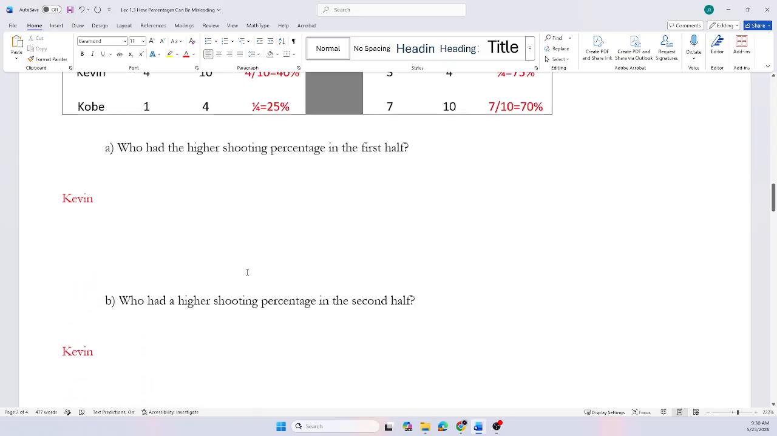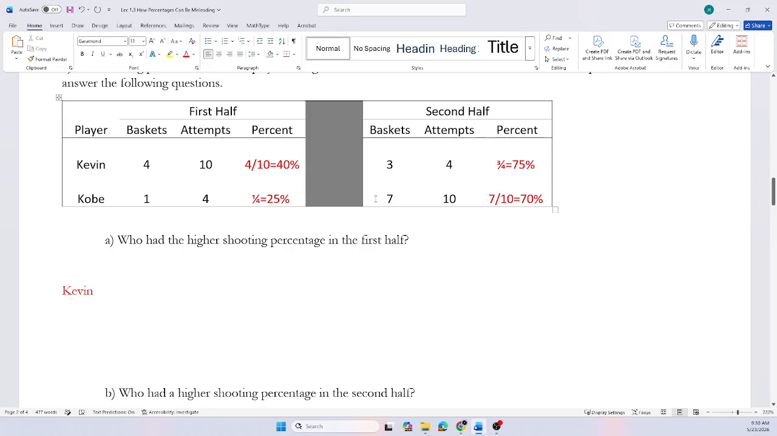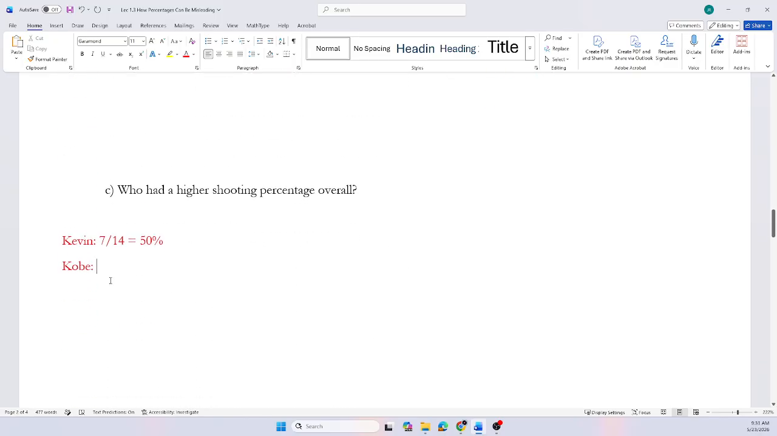Now, if we look at Kobe, scrolling back up to the chart, Kobe made 8 baskets. He made 1 in the first half, 7 in the second half. So he made 8 baskets out of 14 attempts. He had 4 attempts in the first half, 10 attempts in the second half. So he made 8 out of 14. And if we take a look at that, 8 divided by 14 comes out to roughly 0.5714, which is roughly 57.14%. So overall, Kobe had the better shooting percentage.